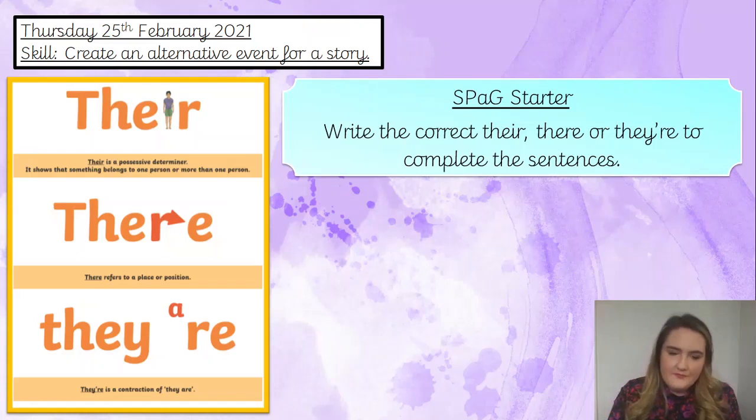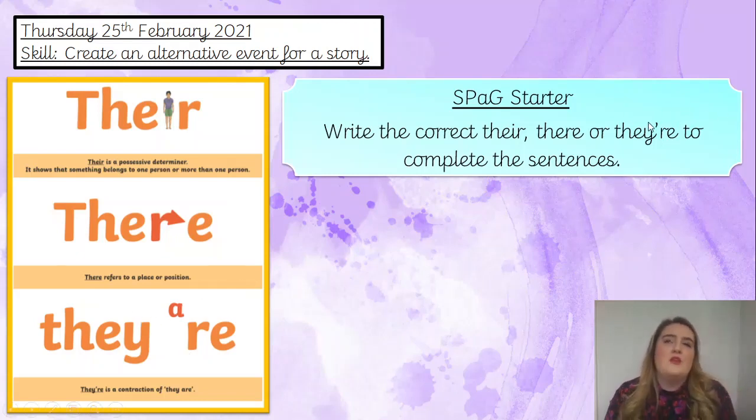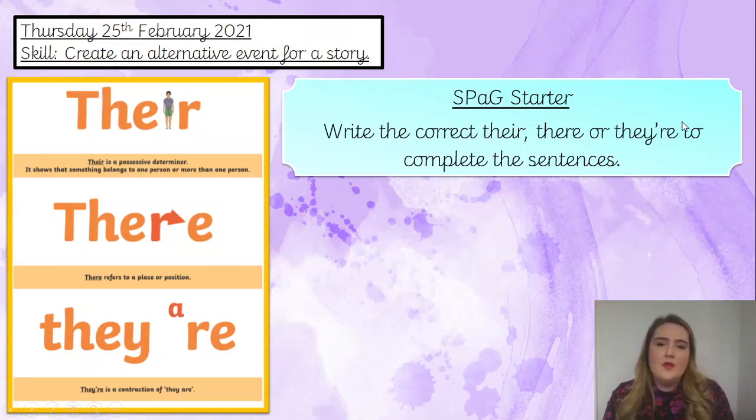Okay. Then this last one here, the A is up here because actually the A is replaced by an apostrophe. We can see that here, can't we? Because the A is missing, so we replace that with an apostrophe because it's a contraction and we have shortened the two words into one. And this is a contraction of they are then. So if we say they're going to the park or they're eating an ice cream, that is because it's they are shortened into there.